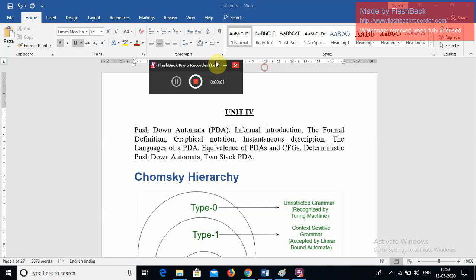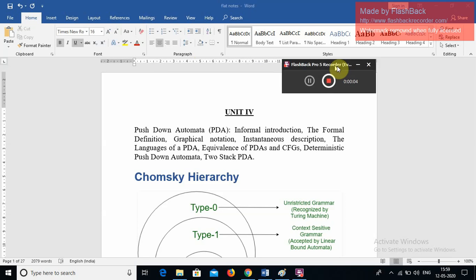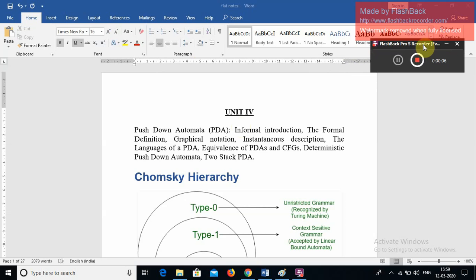Hi everyone. So let's start the fourth unit, pushdown automata. Before we start, let's go through the background issues.